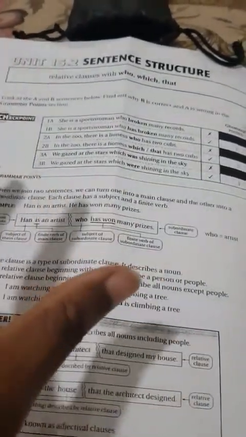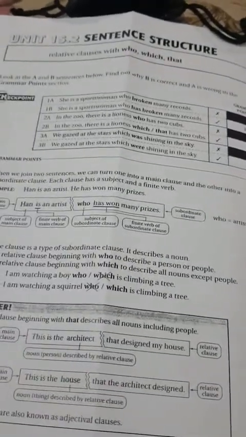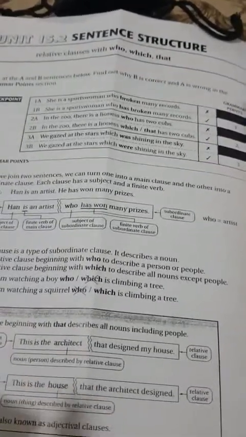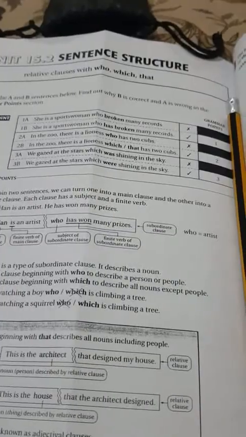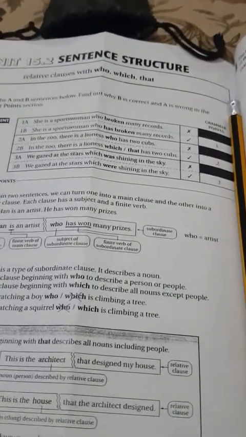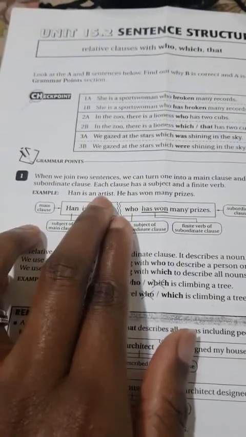When you combine two sentences, making one the main clause, the relative clause leans on the main clause to be meaningful. Now let's see an example of what they mean by combining two sentences with a relative pronoun, whereby you make one a relative clause, which is the subordinate clause, and you make one the main clause. Let's see. Now we have this example here which says Han is an artist.